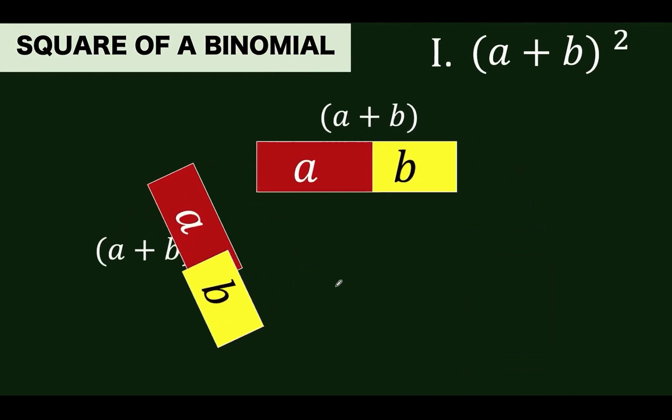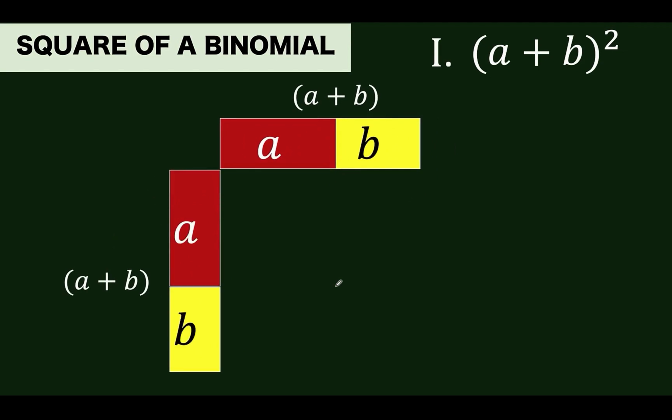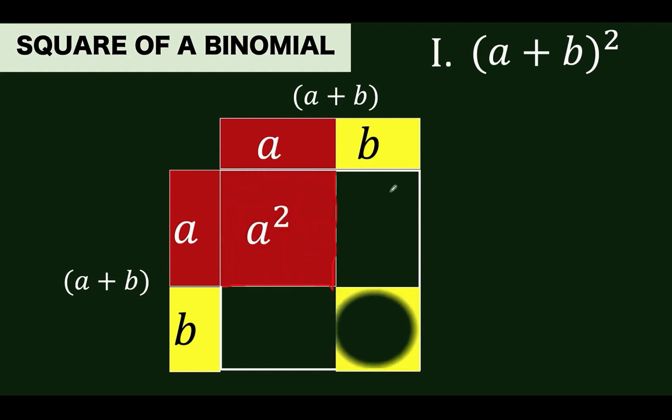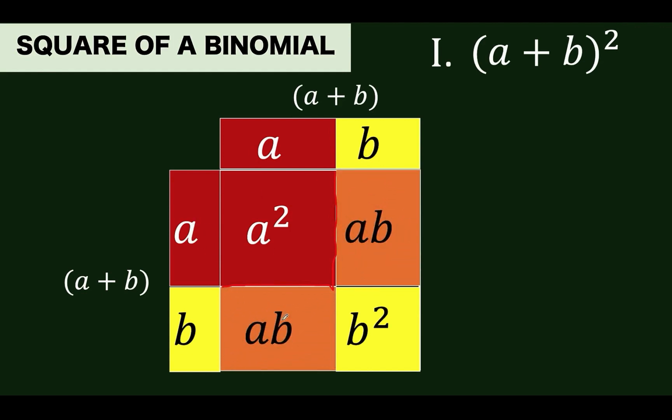The product would be this one. Let's find the area of the square with the side length of A plus B and another A plus B here. So this part here would be A by A, so that would be A squared. Now this part here would be B by B, so that's B squared. And this part here would be A times B, so it's AB. The same here, it's AB also.